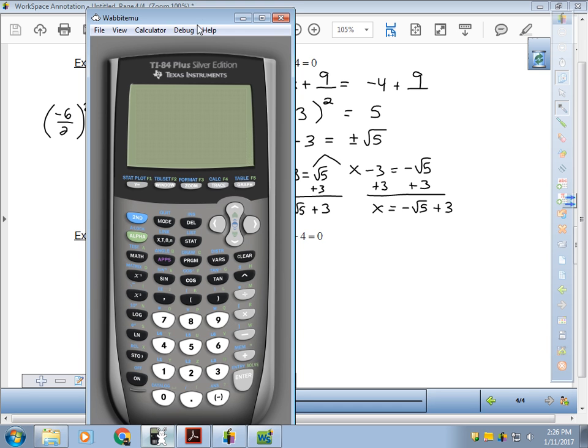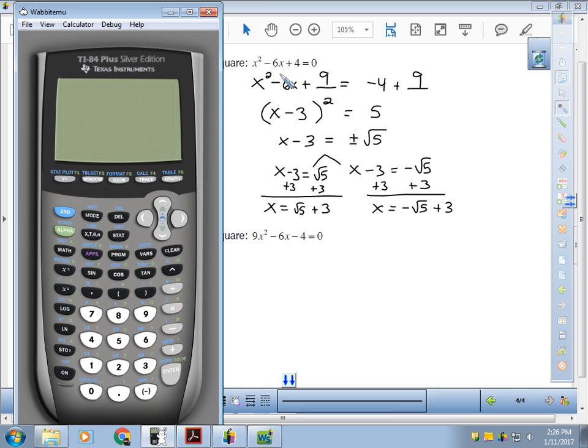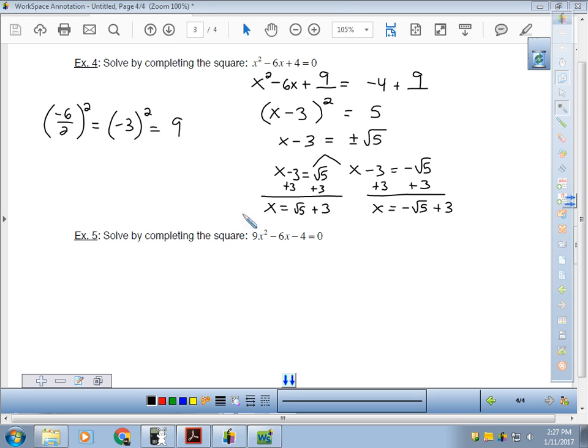And then we could check our answers, make sure that we did it right. We'll just take them and plug them into the original here. So square root of 5 plus 3 getting squared minus 6 times the square root of 5 plus 3 plus 4. Hey, look, it does equal 0 like it's supposed to. And you could do the same thing with the other one. You would just add a negative on both of those, and it comes out as 0 as well. So it does work. Those are good answers.